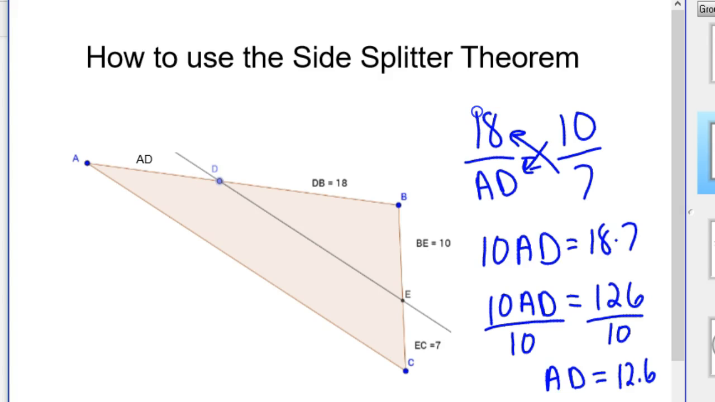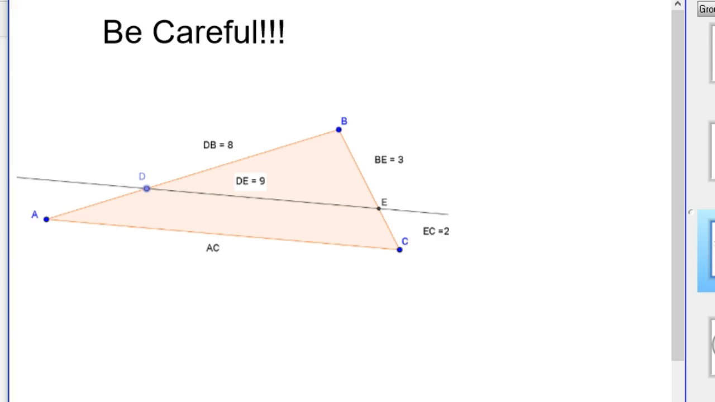Now, setting up the proportion, you could have also set it up as 10 over 18 equals 7 over AD. There's several others, but those are the most common, and they all are based on the properties of proportions. All right, with that in mind, be careful. Here I give you an example where we want to find AC this time, this bottom one. The side splitter theorem doesn't work here.